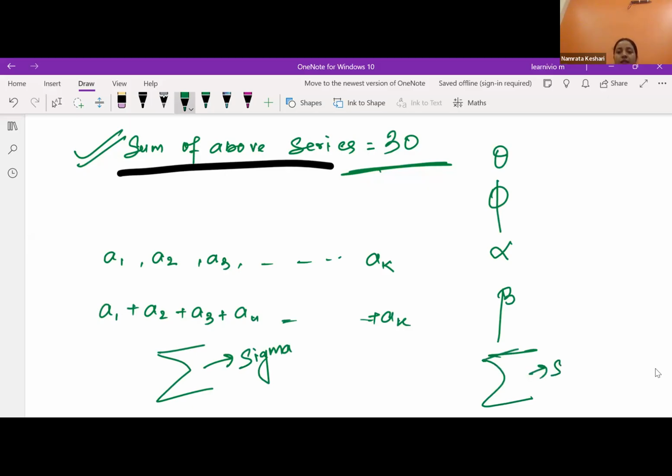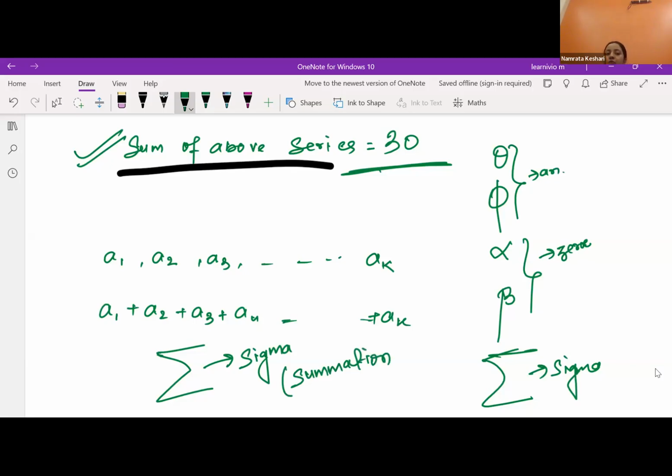Sigma. This also has been taken from the Greek alphabet, and we are using it to represent the summation. The way you know alpha, beta we use for representing the zeros, in general theta, phi we use for representing the angles. Similarly, this sign which I have written over here, and I am telling it is sigma, will be used for representing the summation.